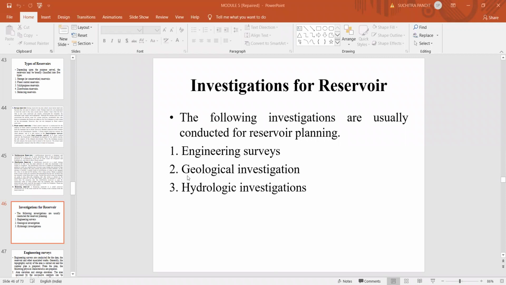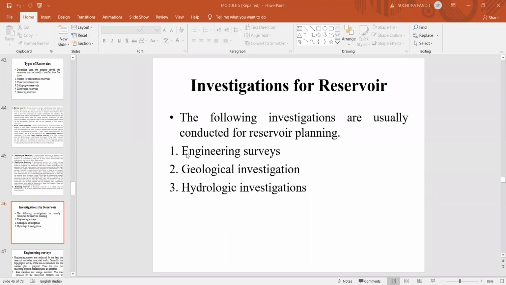Next is the area in which the dam has been proposed. The geological investigation plays a very important role because it gives the information about the water tightness of the area. And also, in order to have any reservoir in a particular place, we need hydrological data. What is the volume of water that comes out of the catchment area? That determines the height of the reservoir, and also the length of the reservoir.